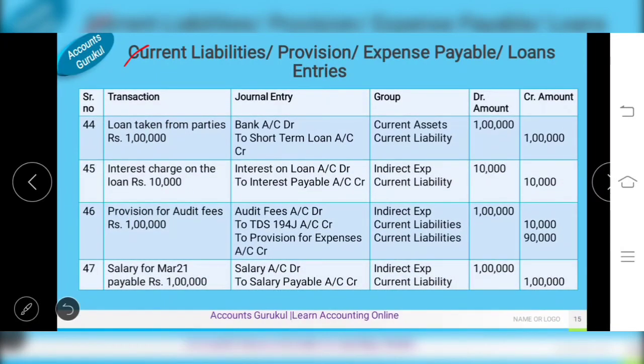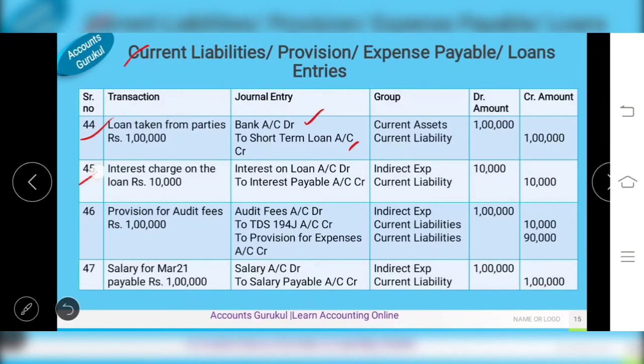The first, that's a loan taken from parties, rupees 1 lakh. So we have taken some loan from someone, that's 1 lakh. तो हमने loan लिया है, then what entry we are going to pass into the system. So जो loan लिया है, that's amount is going to be received into the bank. So the bank account debit for 1 lakh to short term loan account, assuming that we have got the loan for short term, and we are going to do the payment within 1 year. So considering those factors, short term loan account credit, that's 1 lakh.